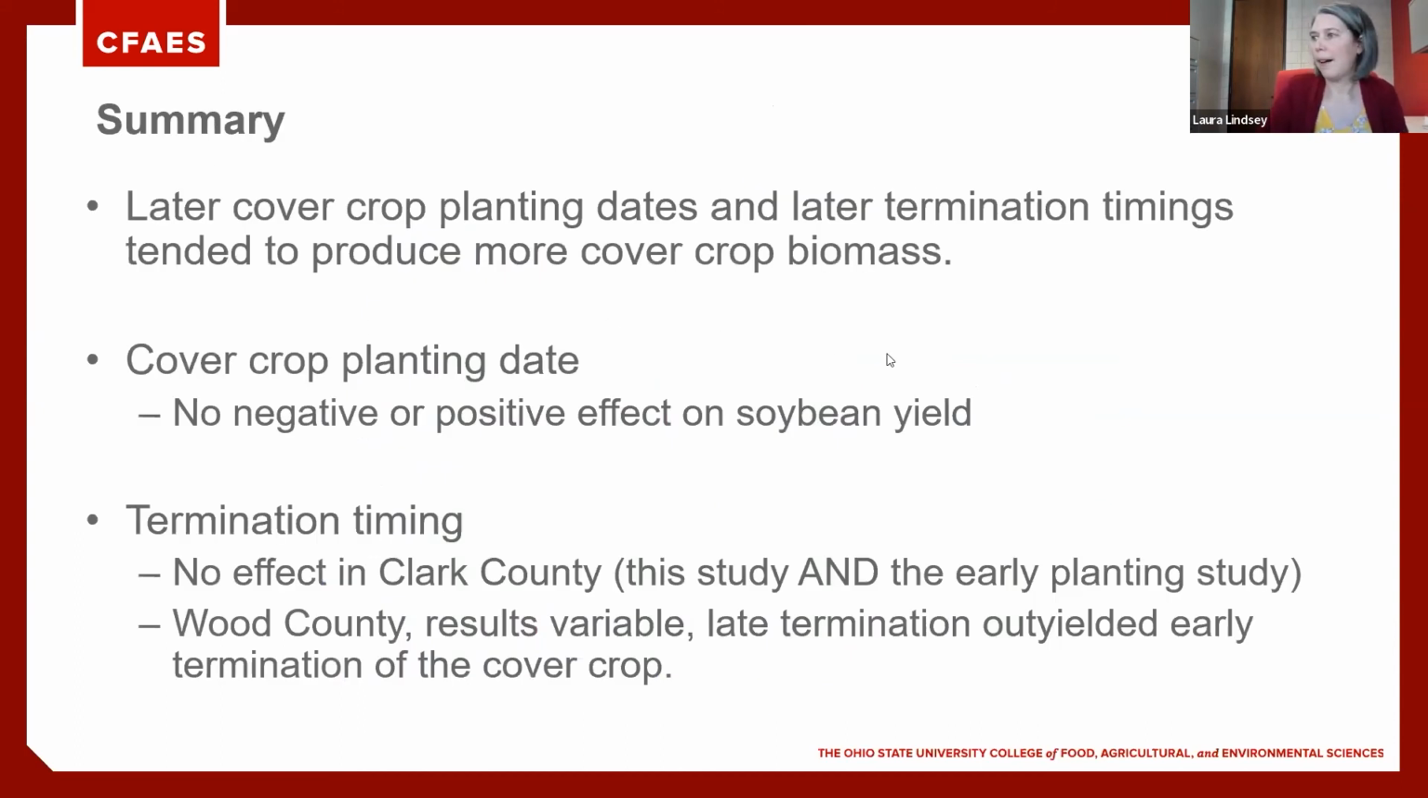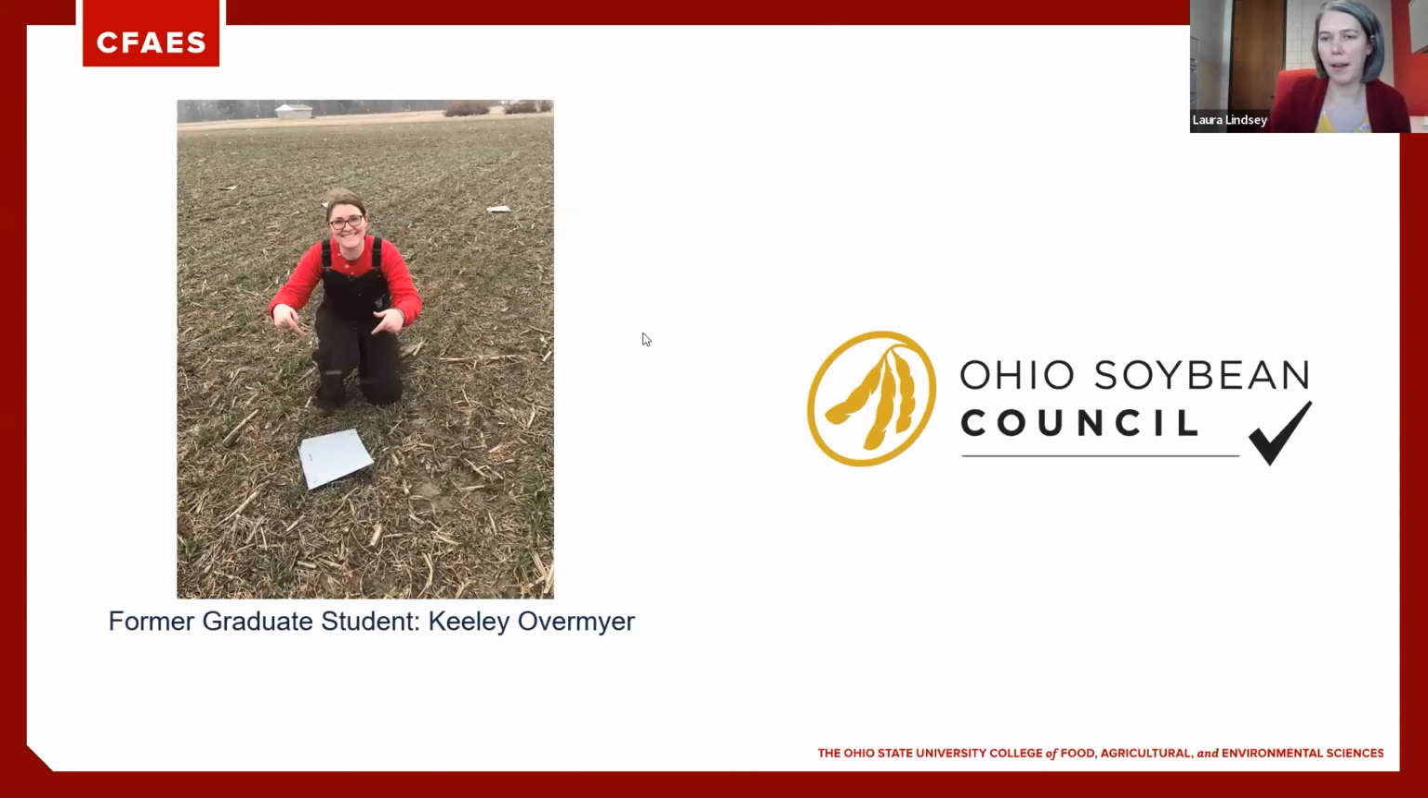So in summary, the later cover crop planting dates and the later termination timing tend to give you more cover crop biomass. In terms of planting date though, that did not influence soybean yield at all the next year. Termination timing had some effect, none at Clark County, but there was an effect at Wood County. It was not consistent, but the late termination of that cover crop out-yielded early in both years, so planting green was beneficial in Wood County. This study was also funded by Ohio Soybean Council.